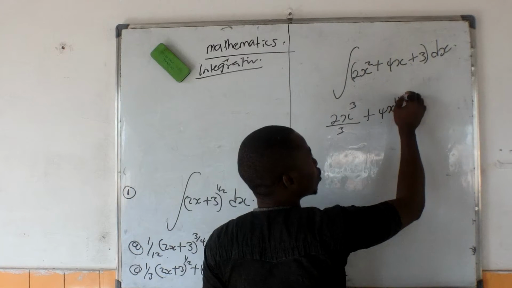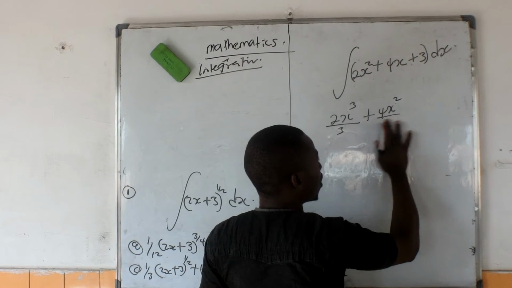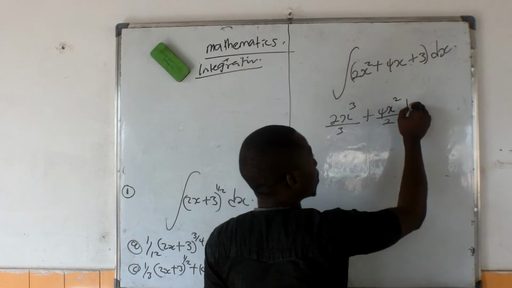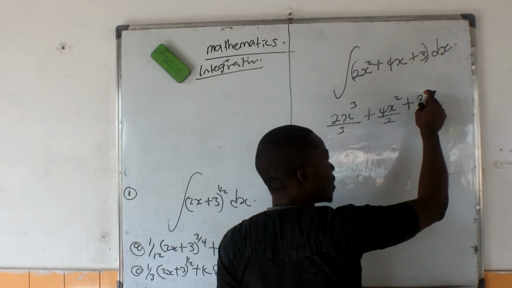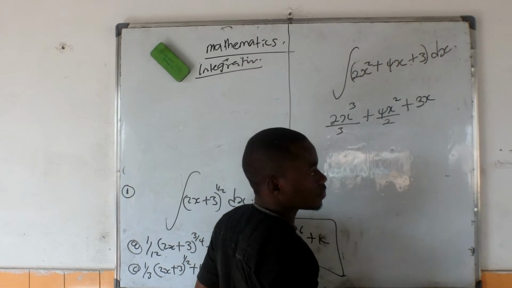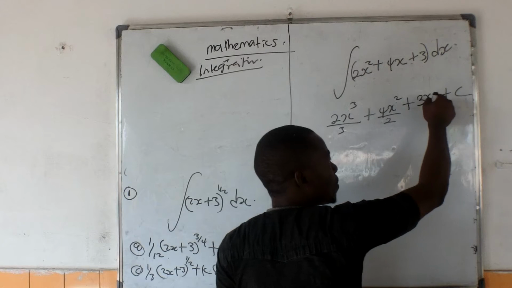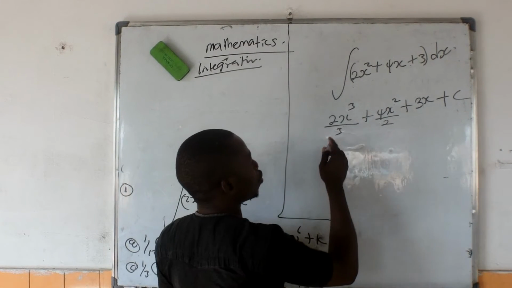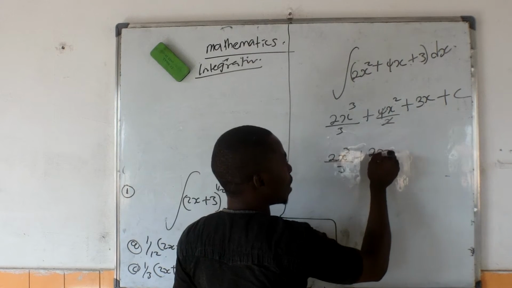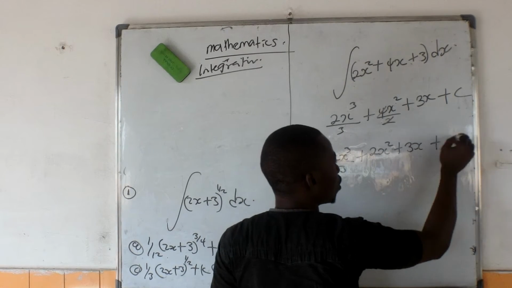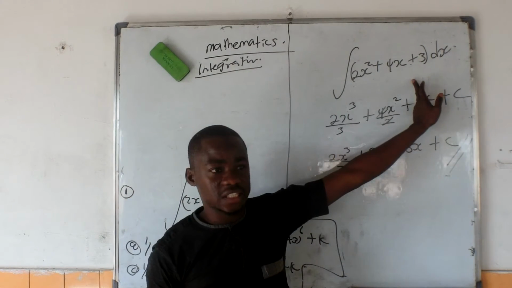This one is 4x to the power 1 plus 1, divided by 1 plus 1. Now this 1 plus 1 will turn to 2, and this 1 plus 1 will turn to 2. Plus, anytime you are integrating a constant number like that, you will just write the constant number, which is 3, with respect to x. Then you put plus constant. So here now you have 2x to the power 3 divided by 3, plus 2x squared, plus 3x, plus constant. Here now you have integrated this.